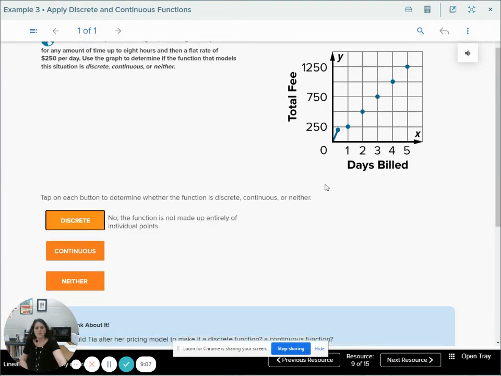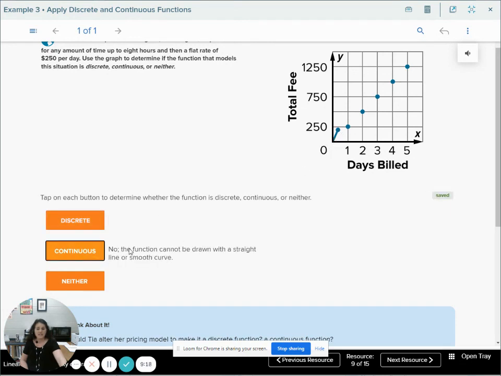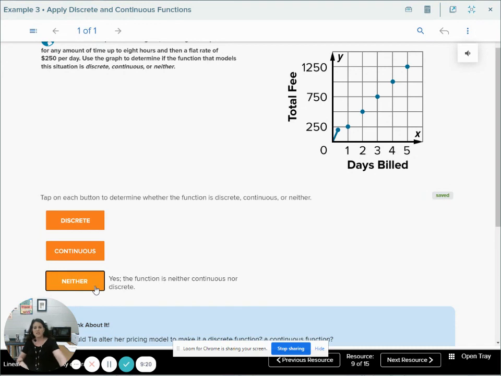So from day 1 on, we could say it's discrete if we ignore the first 8 hours. Or if we just look at the first 8 hours, we could say it's continuous. But because we're looking at the entire piece, it's neither discrete nor continuous because there's elements of both in the graph, if that makes sense.